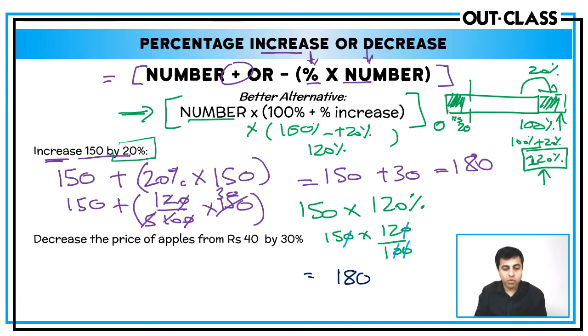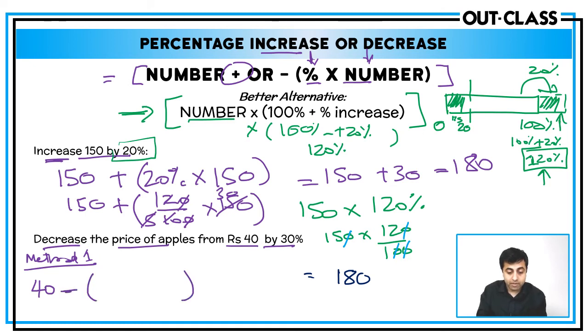Let's do one more example. So this time decrease the price of apples from rupees 40 by 30%. Same concept. Method 1 is to calculate the decrease first, which is, okay, I know the starting price is 40. Notice it's decreased, so I'm going to put a minus sign. I want to decrease it by, in brackets, 30%.